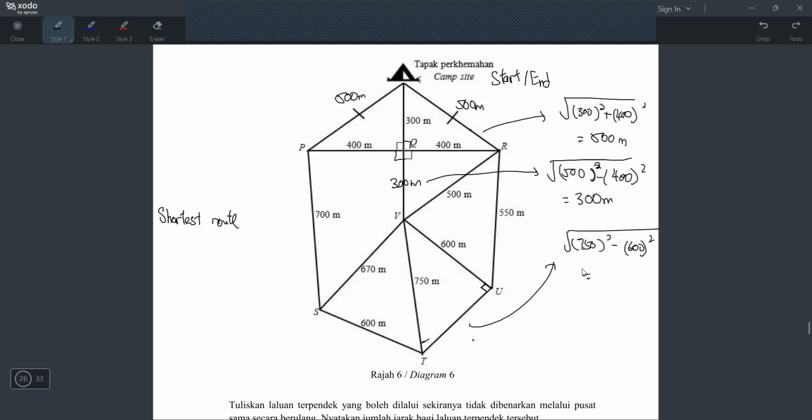Okay, 450. So my calculator gives me 450 meters. So this is 450 meters. Okay, after I get this line, now I think I can find the shortest route. So the shortest route starts from campsite.